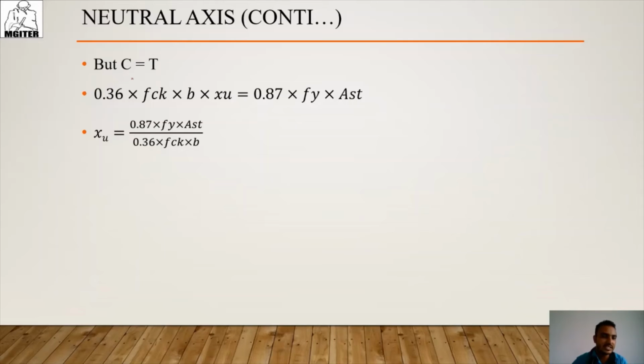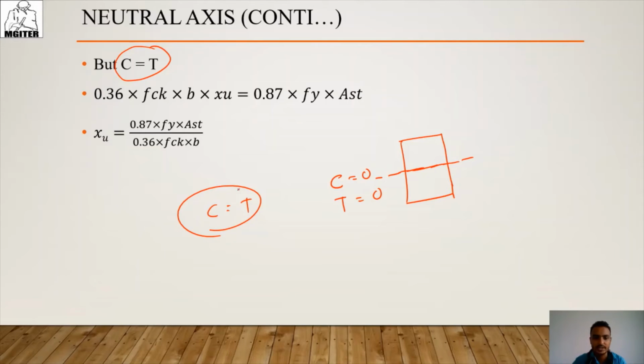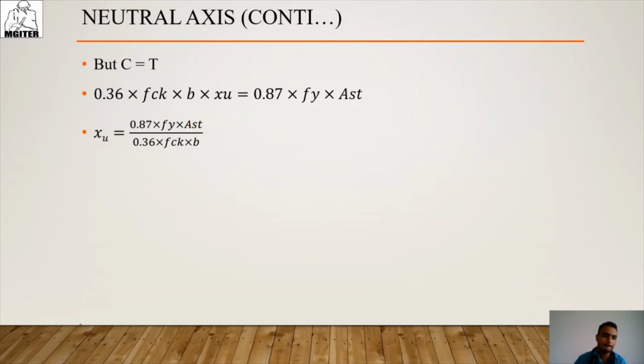But we have C equal to T. When we apply this condition, assume this is your beam and your neutral axis passes from here. At this axis, compression and tension are both zero. So if I say C is equal to T, the condition will be satisfied here. The same condition applies: C is equal to T.